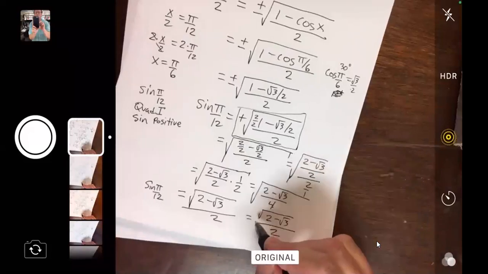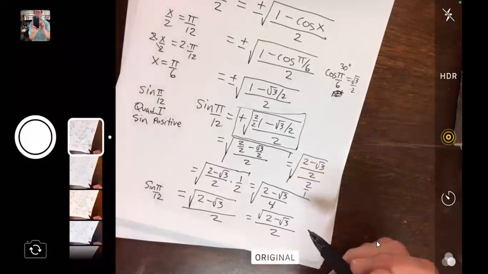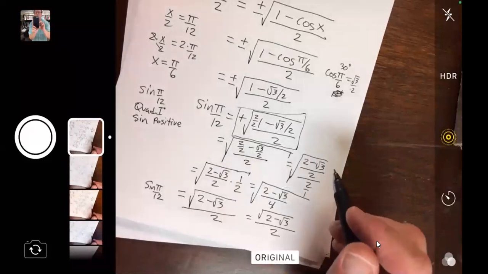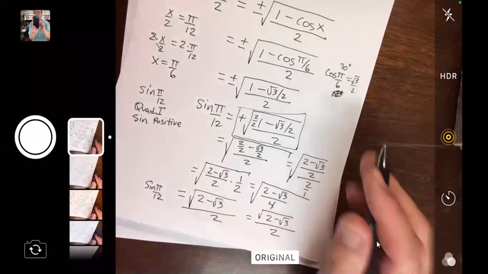Positive because it's quadrant 1. I'm sorry, quadrant 12. Quadrant 1. It's positive. I saw that 12 and had a brain fart. Okay, it's cool. Next question I got here.